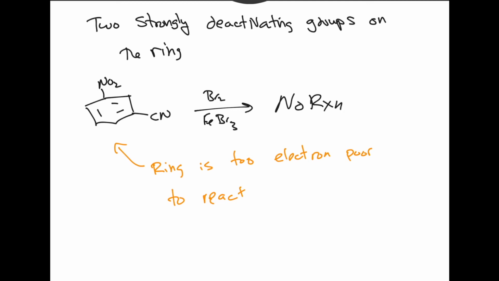So the ring is too electron poor to react. So we're going to make a rule that if you have just two electron withdrawing groups on your ring, it's not really going to react. Right? Because both of these groups are pulling electrons out of your ring, which means your ring doesn't have enough electrons to go add to something else, right? It's short electrons. The last thing it wants to do is give electrons to something else.